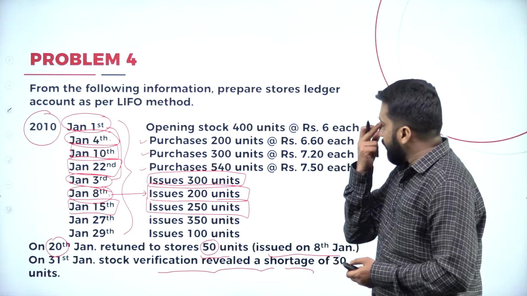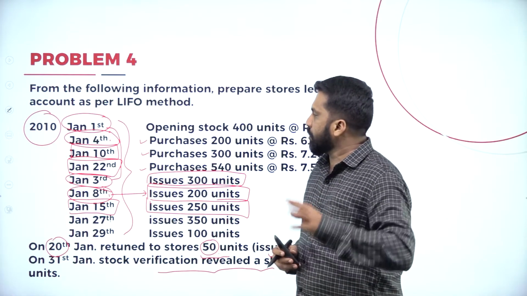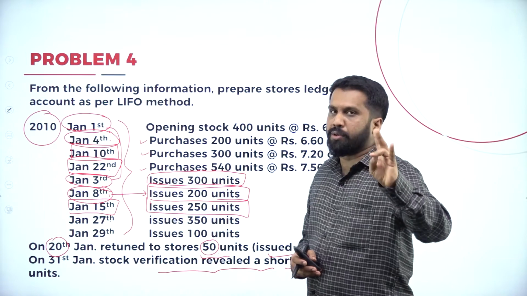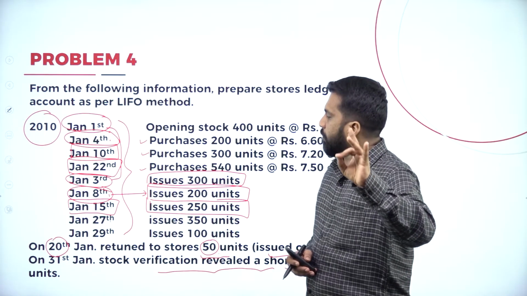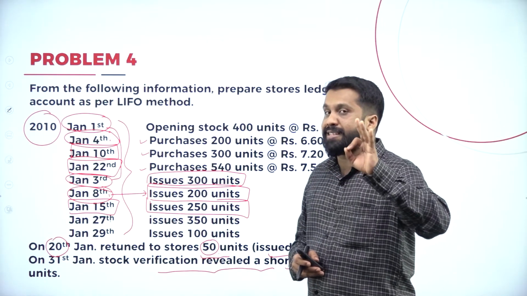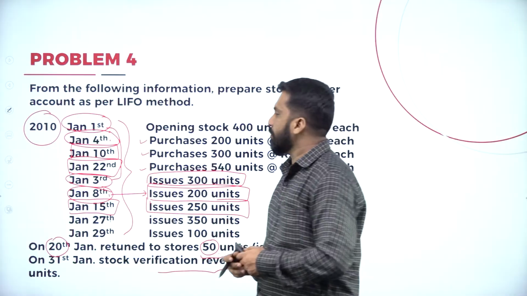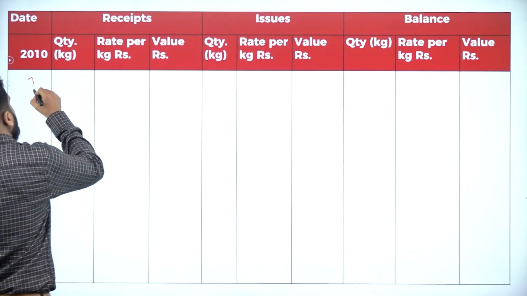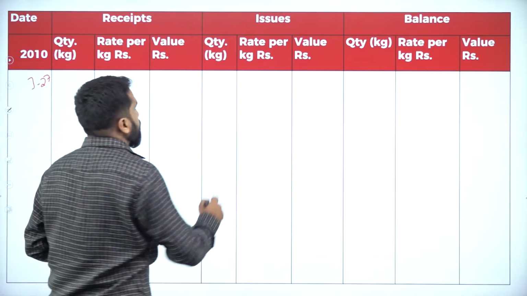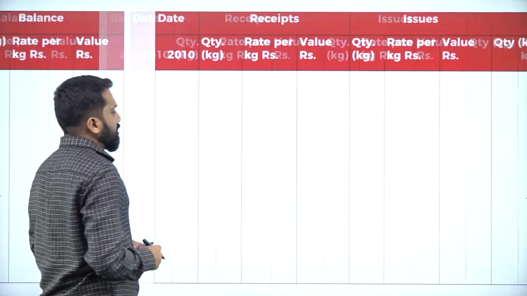Now, once you're done with Jan 22nd, we have Jan 23rd. Do you have Jan 23rd? No. Jan 24th? No. Jan 25th? No. Jan 26th? No. Jan 27th? Yes. How much? 350 units. I'll go for that. Jan 27th. How many units? 350. Your quantity 350.